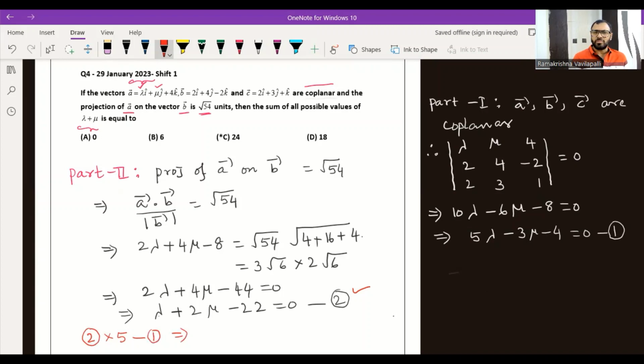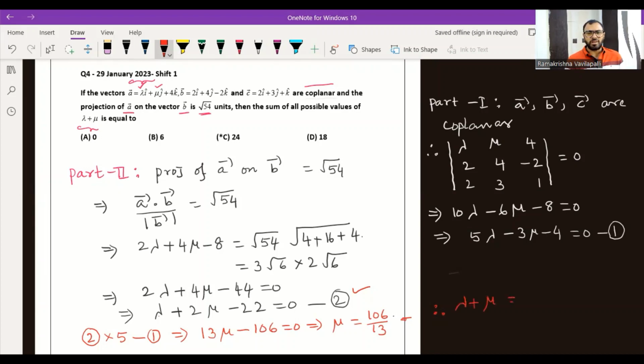Here this is 10 mu plus 3 mu. You will get 13 mu. And this is multiplied by 5, so minus 110, right? And plus 4, minus 106 equal to 0. So we got that mu equal to 106 by 13. Okay. So therefore, we want lambda plus mu, the sum of all possible values of lambda plus mu.